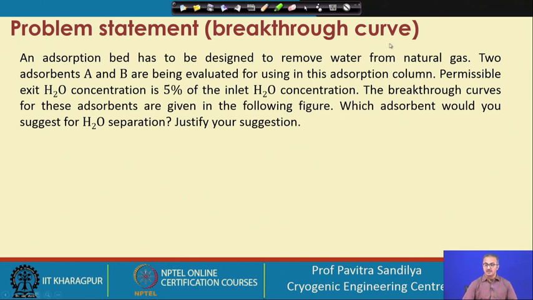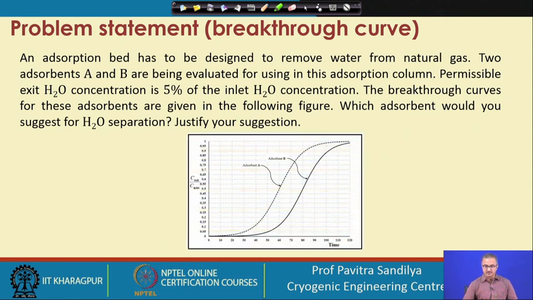Then we look at the breakthrough, and we have been given that the permissible H2O concentration is 5% of the inlet H2O concentration, and the breakthrough curves are given by the following figures, and we have to suggest which of these two may be used for separating out the water. So, here we have the breakthrough curves, one for adsorbent A, one for adsorbent B, and on the y axis we have plotted the ratio of C exit by C inlet, which is the normalized concentration, and on the x axis we have plotted the time.